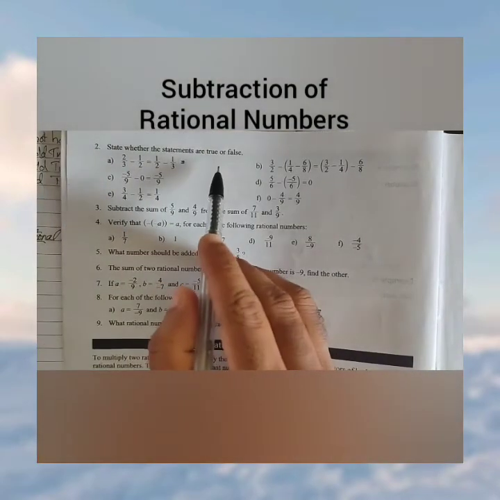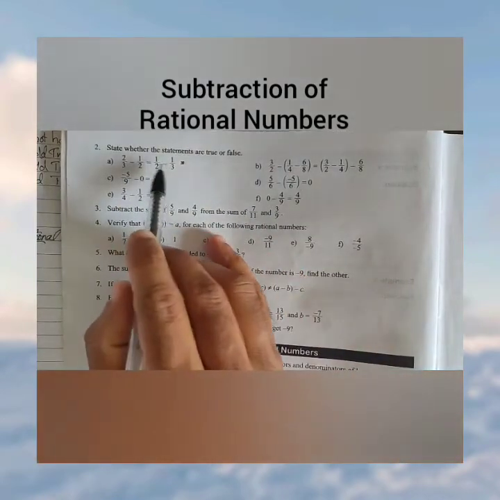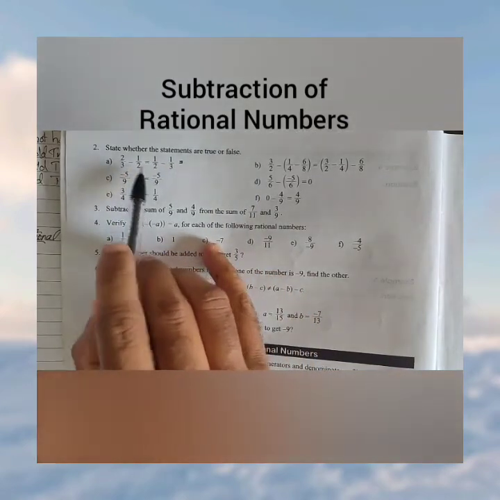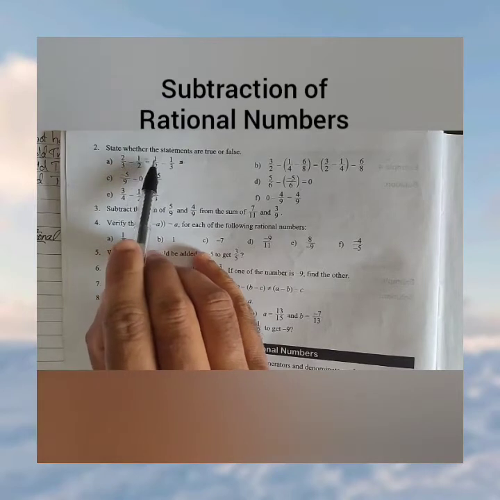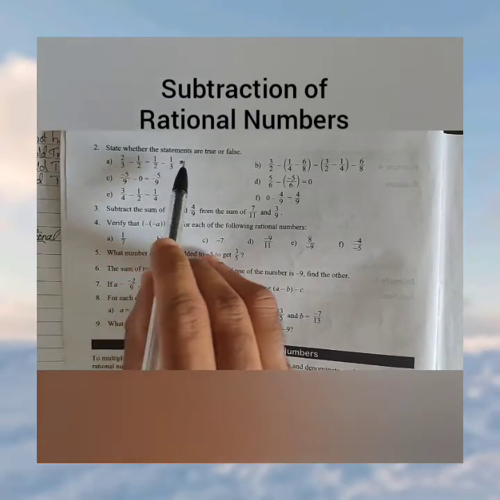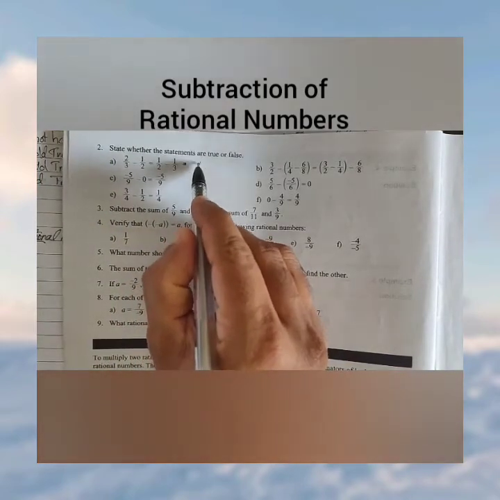Students, the second question I will solve here itself in the textbook. You also can write the answer here itself. We have to say whether these statements are true or false according to the property. Here you see 2 upon 3 minus 1 upon 2, and here 1 upon 2 minus 1 upon 3, which means the order is changed. In subtraction, commutative property: if the order is changed, you won't get the same answer. So it is false.